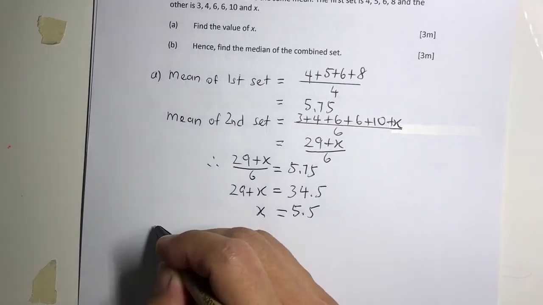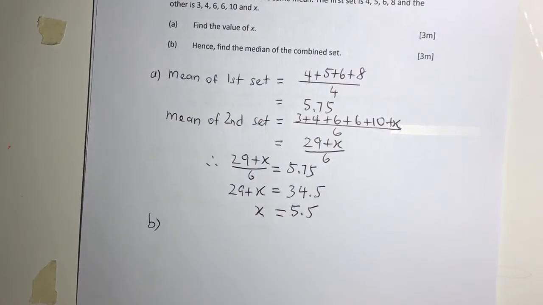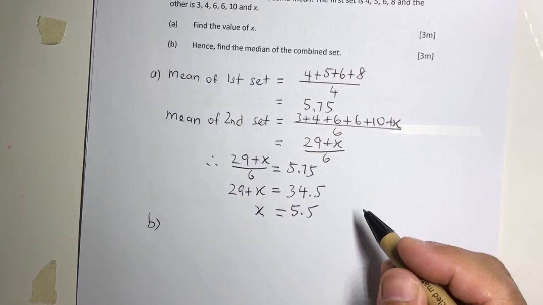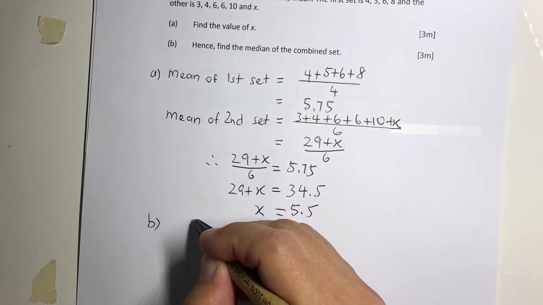In the second part, we need to find the median of the combined set. We begin by arranging the numbers.